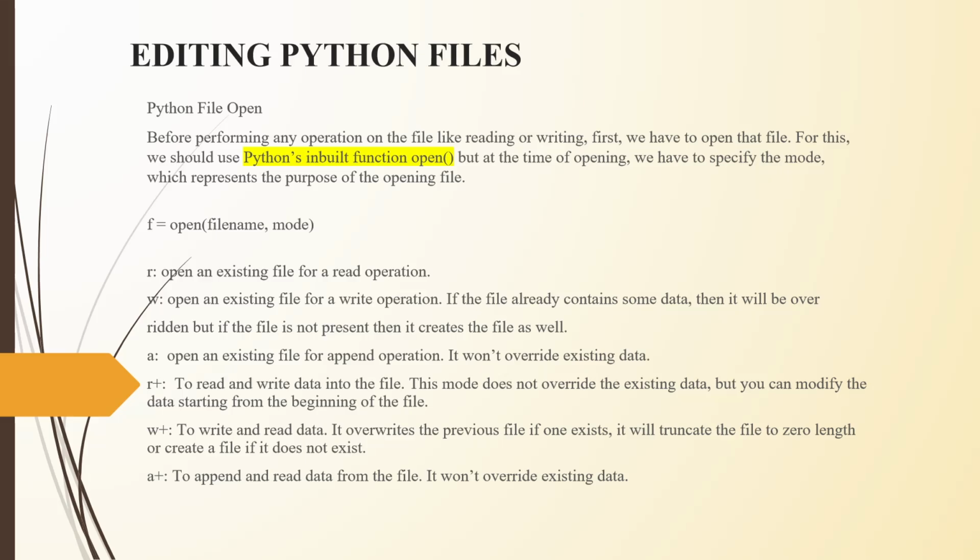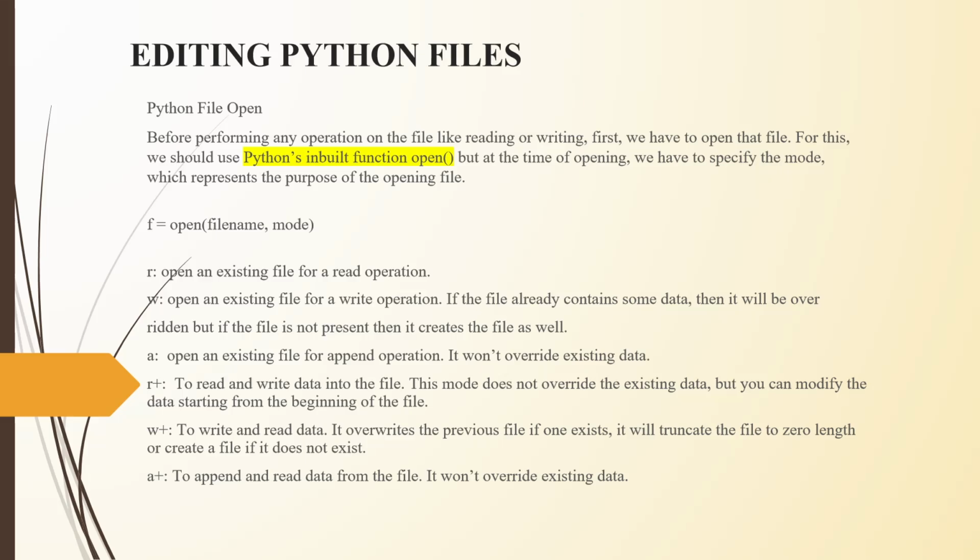'r+' is read and write mode. Purpose: opens a file for both reading and writing. Behavior: the file is not truncated, meaning existing data is preserved and can be modified. Data can be read from and written to the file.